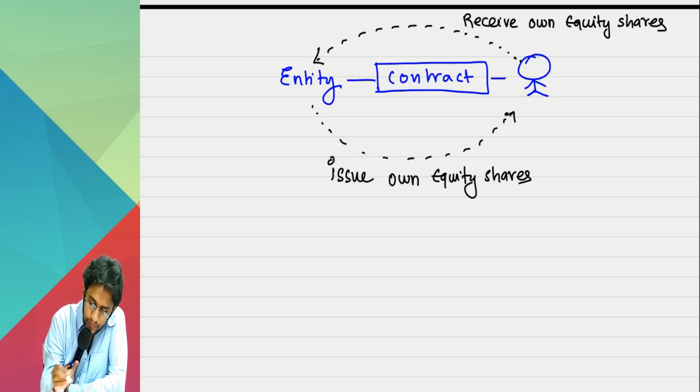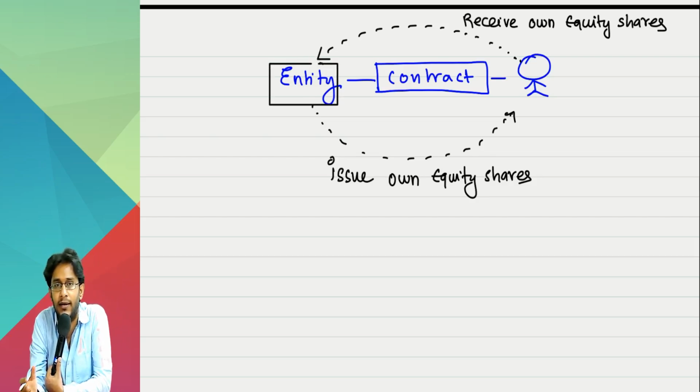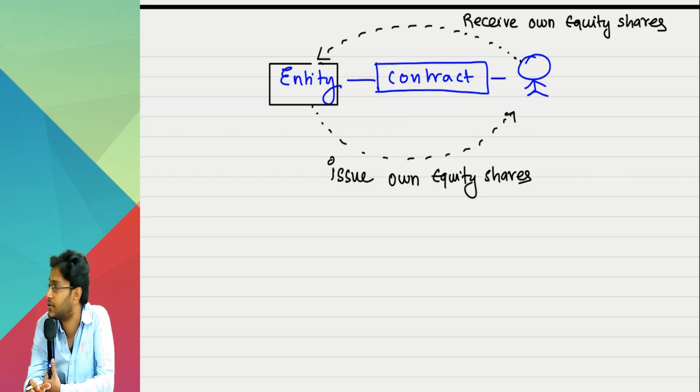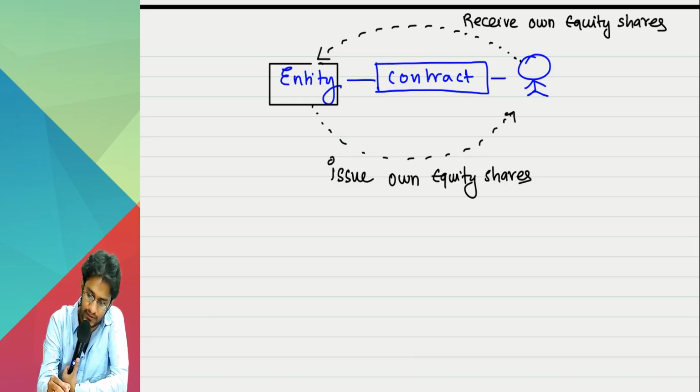So our entity enters into a contract with the other party where we issue our shares to them at a later date, or that other party will give us our company's shares on a future date. So these are called contracts which are settled in own equity instruments. In this total there are 6 concepts, sir. Major is only one, but the remaining are also there.